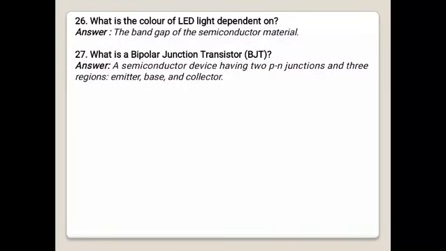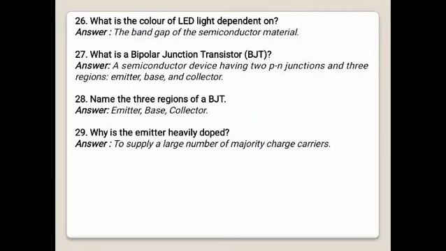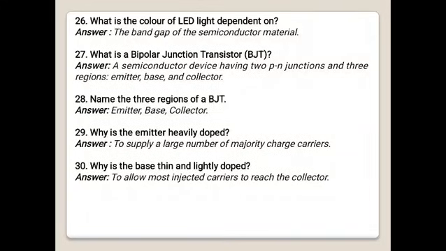What is a bipolar junction transistor, that is BJT? Answer. A semiconductor device having two PN junctions and three regions: emitter, base and collector. Name the three regions of a BJT. Answer. Emitter, base, collector. Why is the emitter heavily doped? Answer. To supply a large number of majority charge carriers.